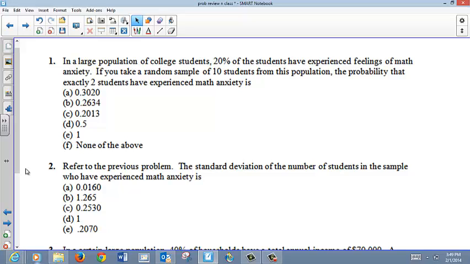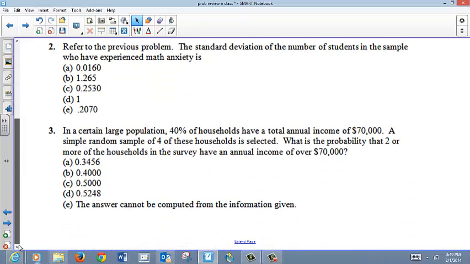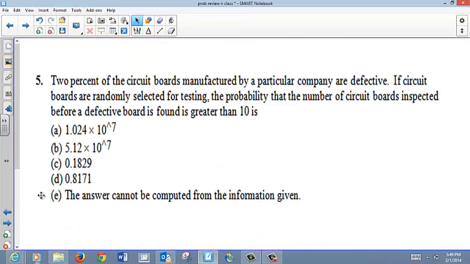Go ahead and try number 5. This one's tricky. See if you can get it. Pause. The answer to number 5 is D, 0.8171. Whenever you want a geometric to be greater than something, you just need to make sure that it fails, probability of failure, that many times. So to find this, you do 0.98, that's the probability of it not being defective, to the 10th.